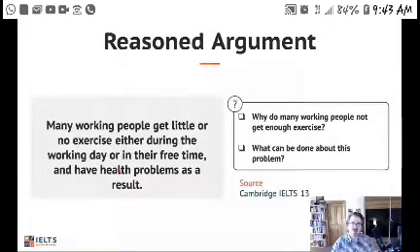So if we have a look at the question again, what we need to do is take both of these questions and provide a reasoned argument for each of the questions. There's no right or wrong answer. All you have to do is state, I think this, here's why I think that, and here's evidence to support why I think that. Exactly the same here. What can be done about this problem? Here's what I think can be done. Here's why I think this would be effective if we did this, and here's evidence to support that idea.